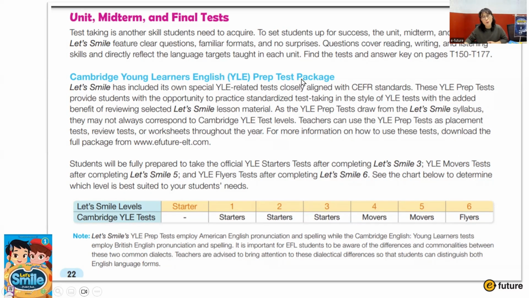We provide all these different types of tests. We provide placement test, as I said before, unit test, midterm test, final test, and then we also provide YLE prep test. So let's say you finished Let's Smile level 3, then you can try starters YLE test that we provide, right? And see what their scores are like. And if you finish book 5, then you can try movers test, and see if students achieve the goal, the can-do statements.